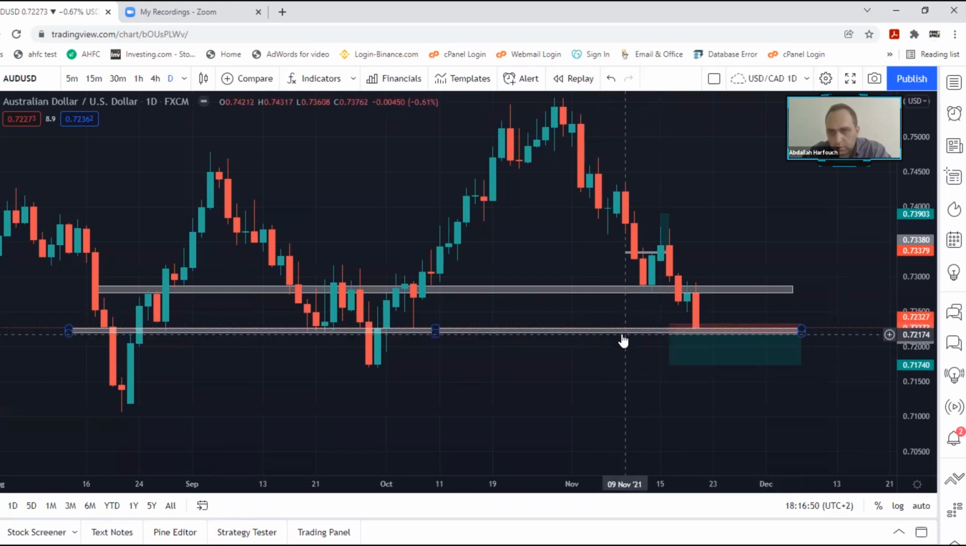It will be almost like 0.7217, stop loss 0.7232. But always make sure we have a wick. If we don't have a wick up, we don't take this order, this sell. And then full target 0.7174.